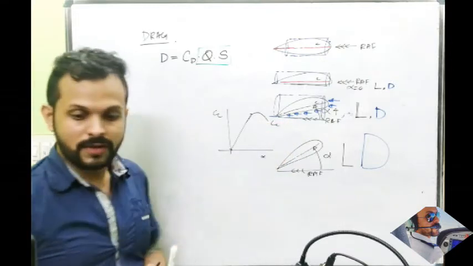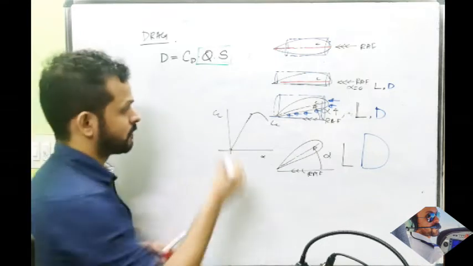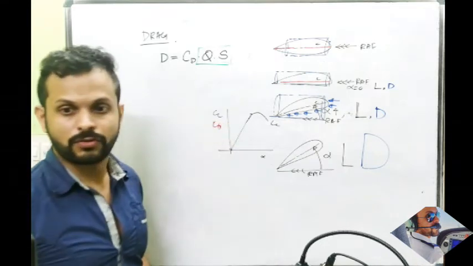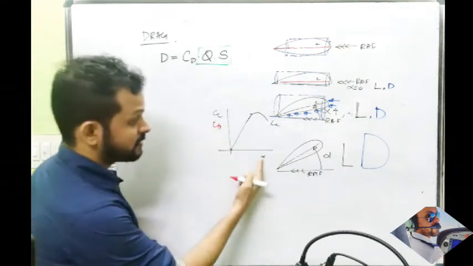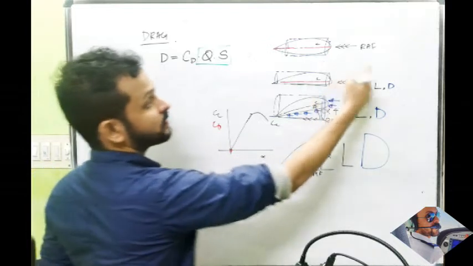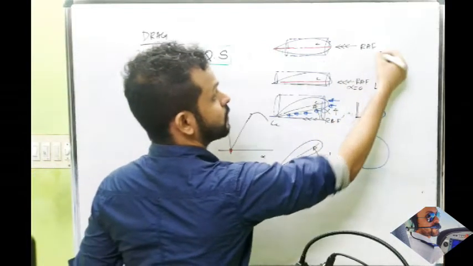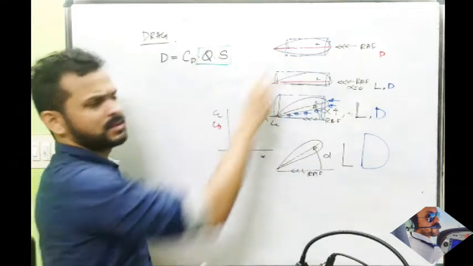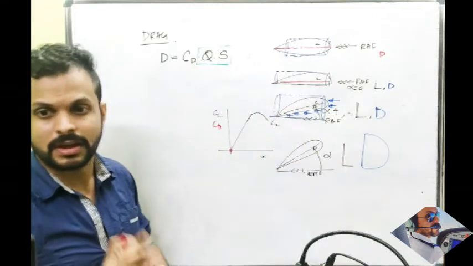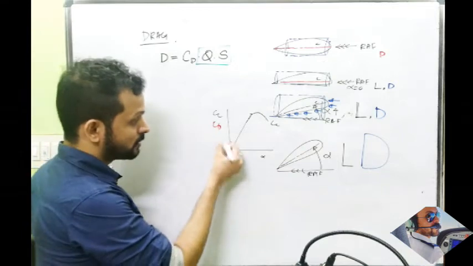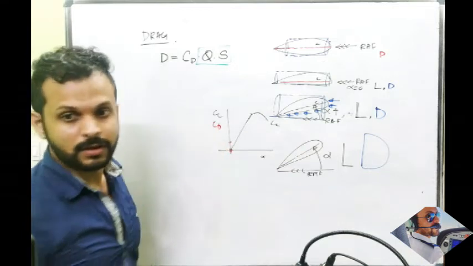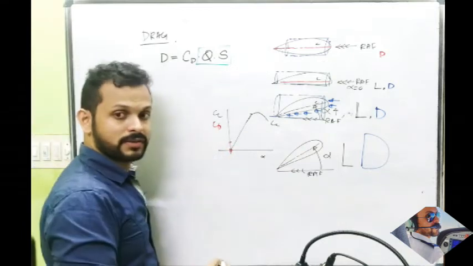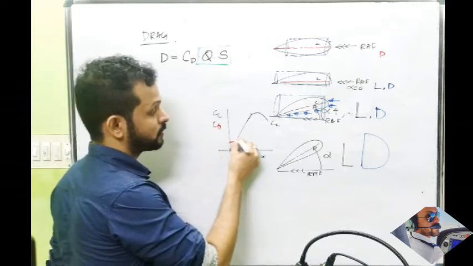Now think about the variation of coefficient of drag. Do you remember how coefficient of drag is varying? Even at 0 angles of attack, you have some amount of drag. The angle of attack is 0, you still have some amount of drag because you have an aerofoil in the air that is going to create resistance. So even at 0 angles of attack, you have some amount of drag. Now what happens as you increase the angle of attack? The drag is going to increase.